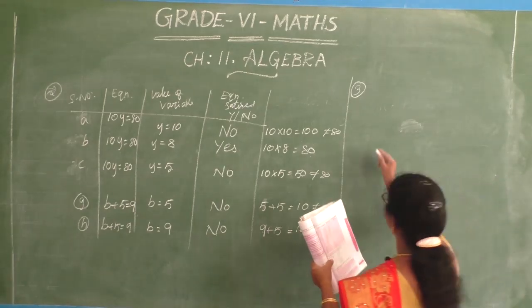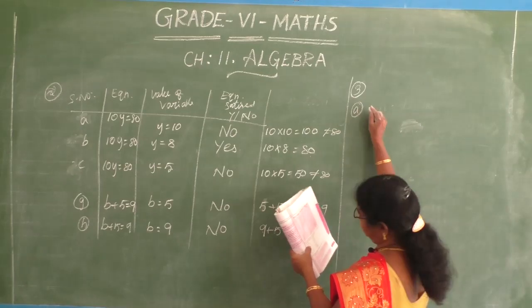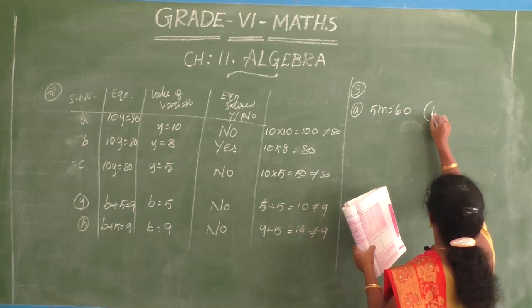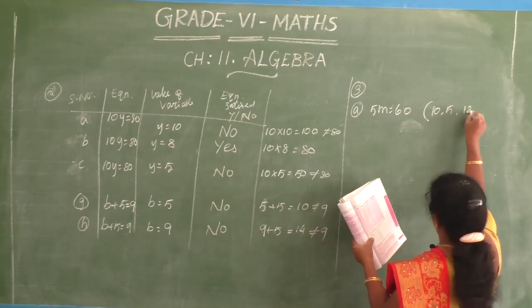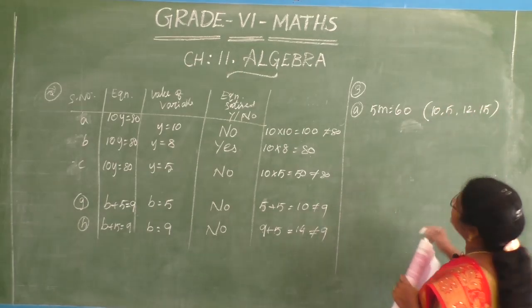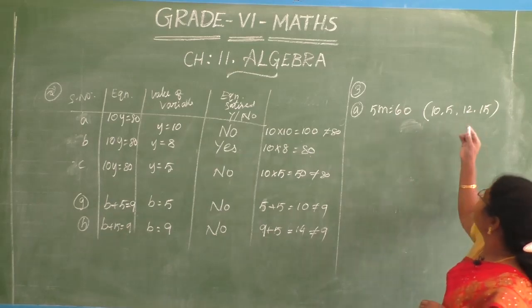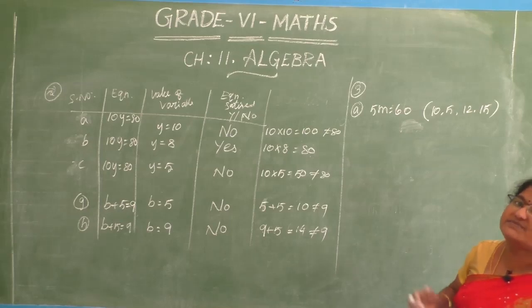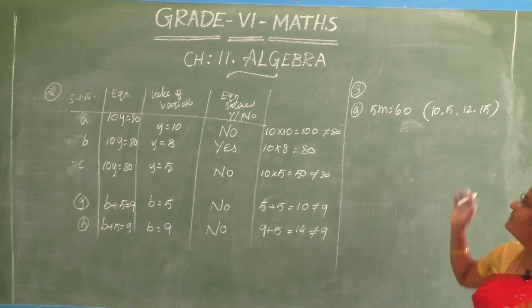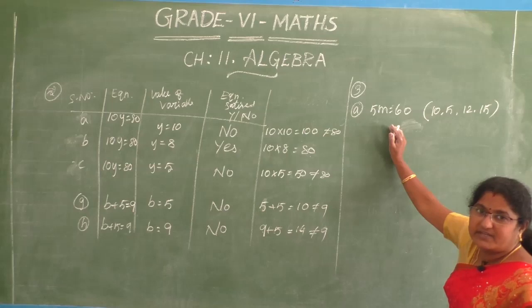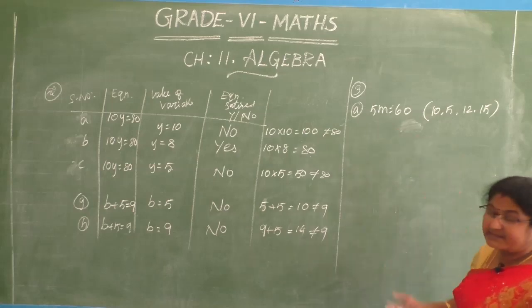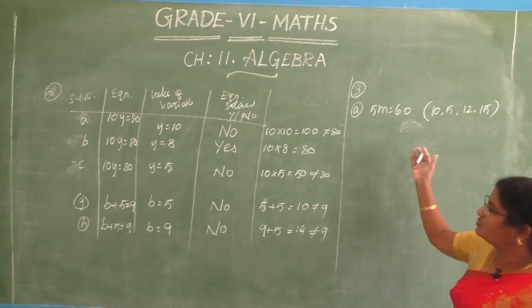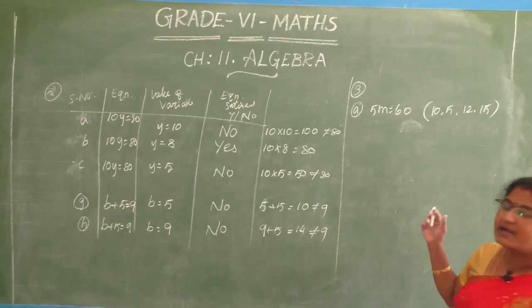First question, write the heading. First question, 5m equal to 60. In the bracket they have given some values of m. Out of these, which one is the solution of m? Solution means which number satisfies this equation, and which of the other numbers do not satisfy it, that also we have to show. So we have to substitute each value of m here and solve.